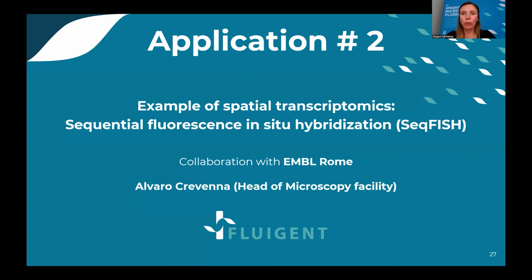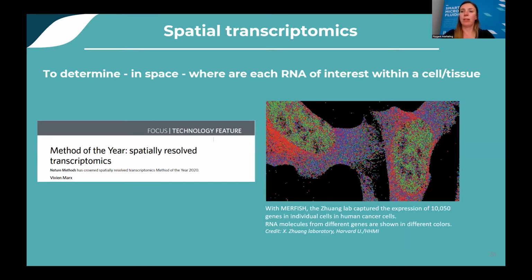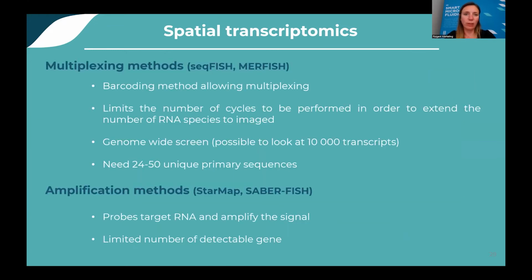Okay, so another application, another example of spatial omics, is spatial transcriptomics, and more specifically seqFISH. So the goal here is to determine in space where each RNA of interest is within a cell or a tissue. And to do this, there are 2 main approaches in spatial transcriptomics.